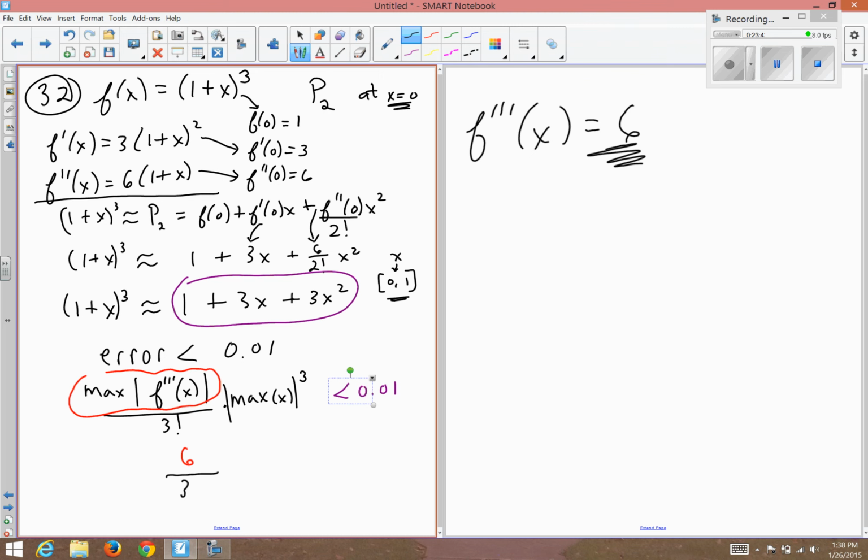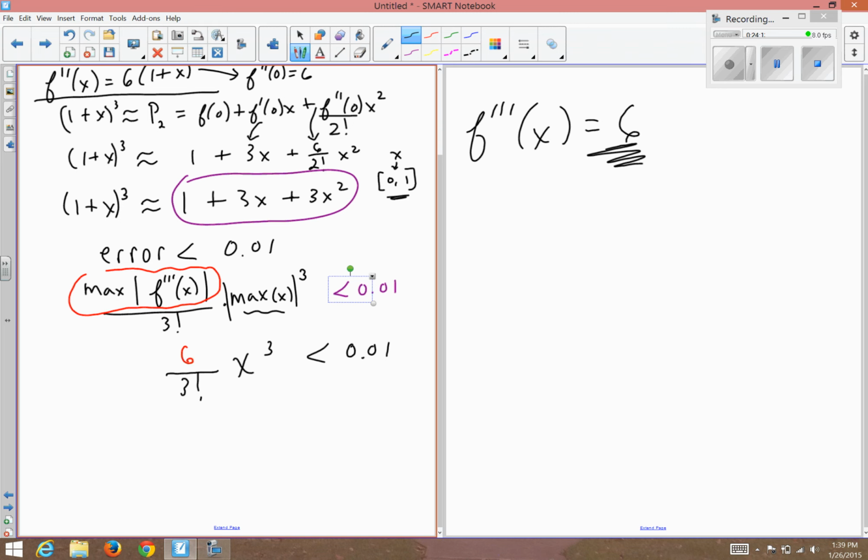3 factorial gets copied. The x is what we're trying to find. So read the question. It says, for what values of x? I mean, we don't know the value of x that we would put there. This exponent gets copied. So we do. So there's your error. And we need the error to be less than 0.01, 1/100th.